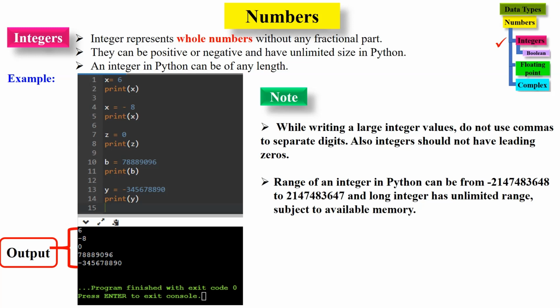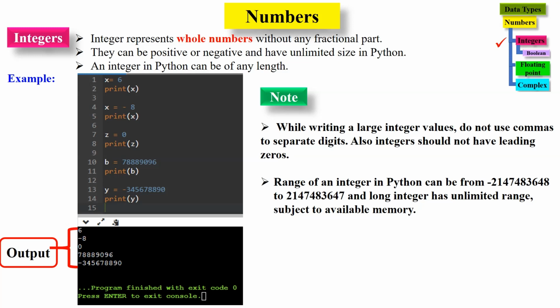In example 4, a variable named b is created and assigned the value 788899096. This means that the integer 788899096 is stored in the variable b. The print function is used to display the value of the variable b on the console. In this case, it will print the value 788899096 as output.